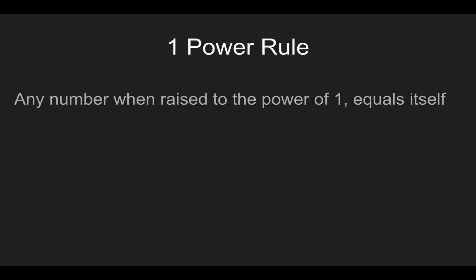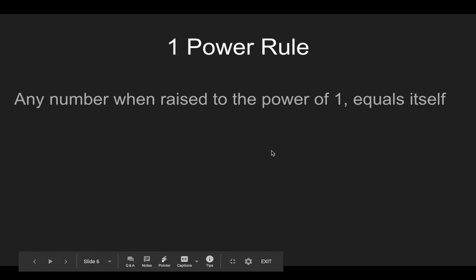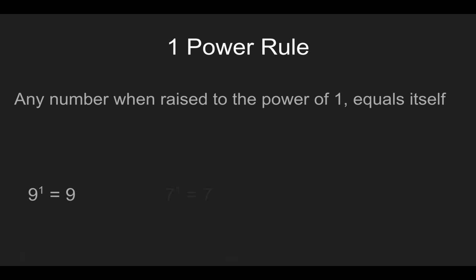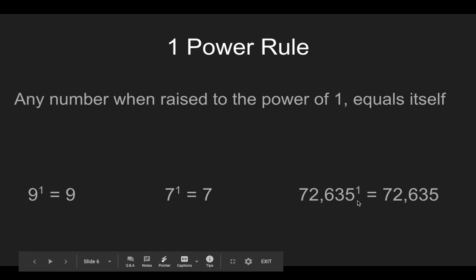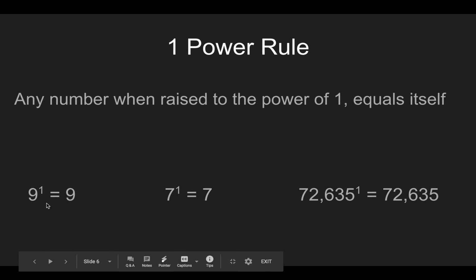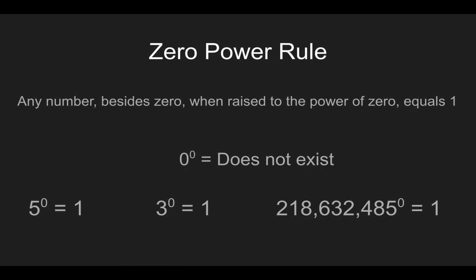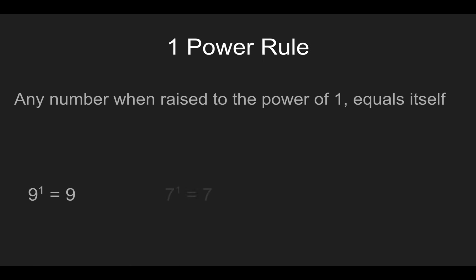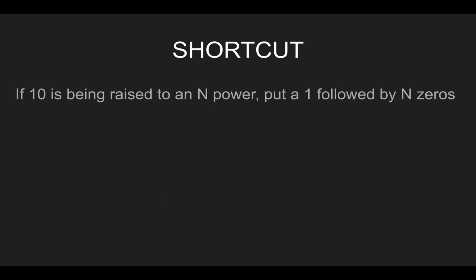Next, the 1 power rule. Any number when raised to the power of 1 equals itself. So if we have 9 to the first power, it equals 9. If we have 7 to the first power, it equals 7. And if we have 72,635 to the first power, it's going to equal itself and be 72,635. So it's super, super straightforward. Anything to the power of 1 equals itself. Anything to the power of 0 is going to equal 1. So just make sure not to get those confused.